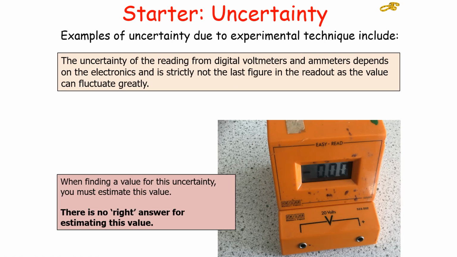Now, it's important to note that when you're finding a value for this uncertainty, you can estimate this value. There's no right answer. So it can be things like fluctuating digital voltmeters and ammeters. It can be rulers not being held completely straight and parallel. There's no one right answer for you to use in this particular investigation. So that's an important concept that you've got to understand.